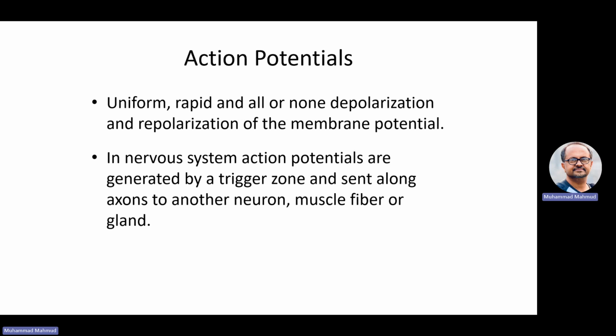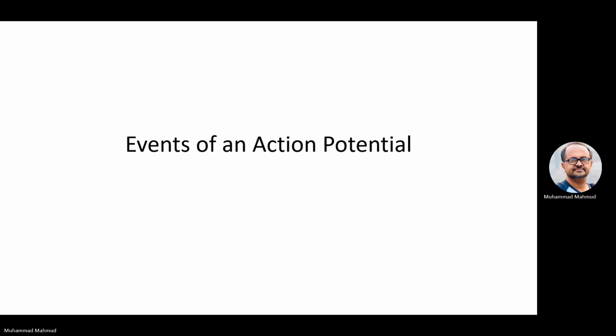Uniform, rapid, and all or none depolarization and repolarization of the membrane potential. In the nervous system, action potentials are generated by a trigger zone and sent along the axon to another neuron, muscle fiber, or gland. So, what is action potential? We'll discuss the whole mechanism, but first thing first, this is the way the nerves can start at their trigger zone and send this along the axon to another destination.